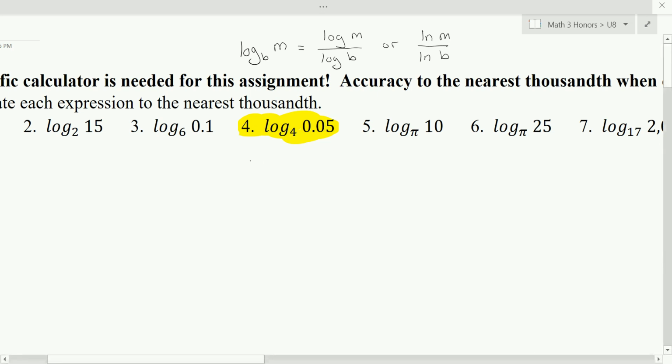So I want to evaluate this. I'll go through the steps one more time because we just saw it once. I change it to exponential form. This time we'll use natural log. Take the natural log of both sides. Use the power property. And then divide by natural log of 4.